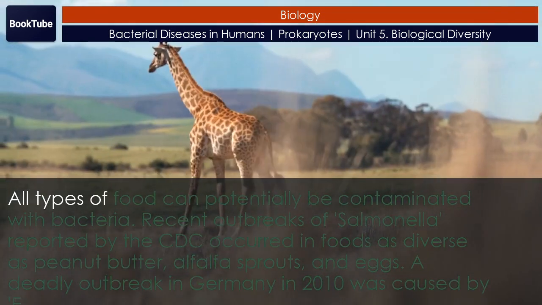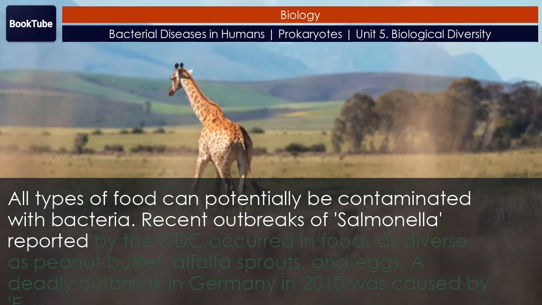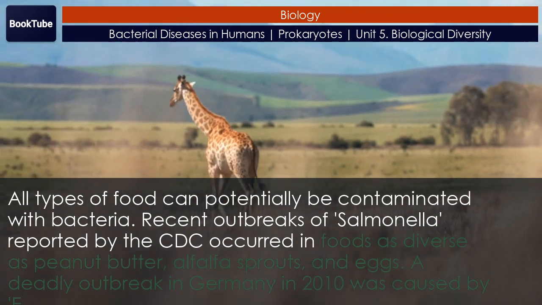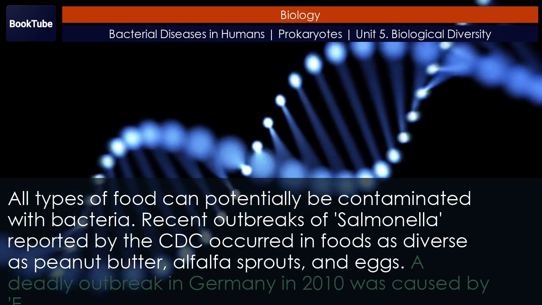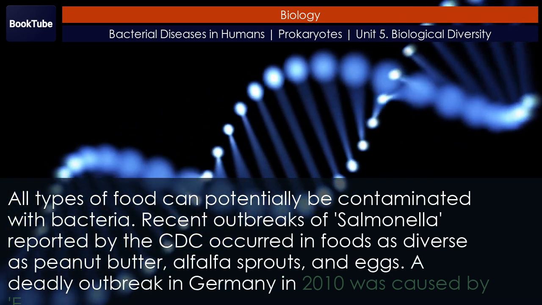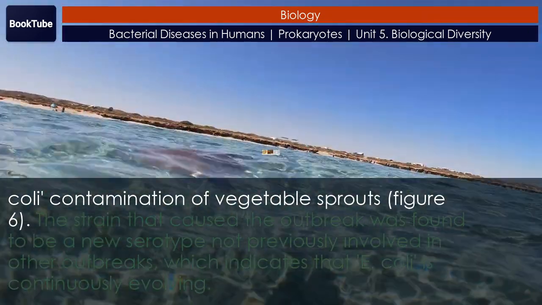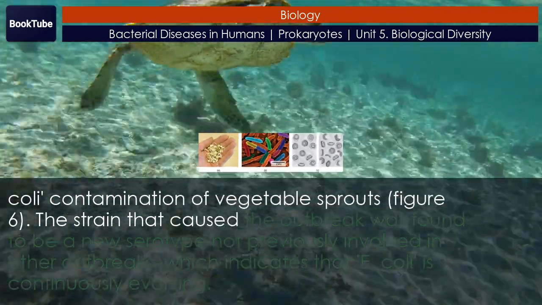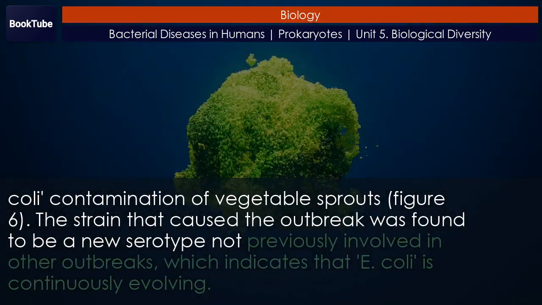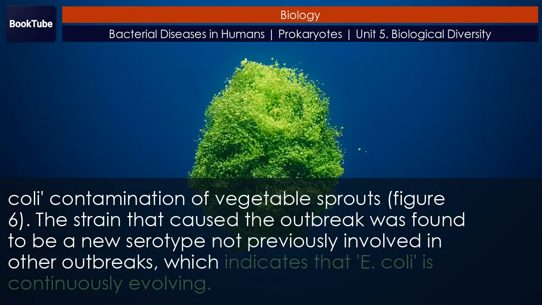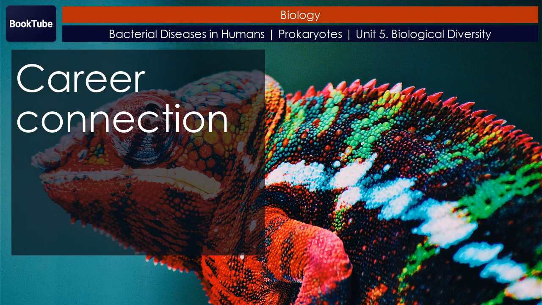All types of food can potentially be contaminated with bacteria. Recent outbreaks of Salmonella, reported by the CDC, occurred in foods as diverse as peanut butter, alfalfa sprouts, and eggs. A deadly outbreak in Germany in 2010 was caused by E. coli contamination of vegetable sprouts, Figure 6. The strain that caused the outbreak was found to be a new serotype not previously involved in other outbreaks, which indicates that E. coli is continuously evolving.